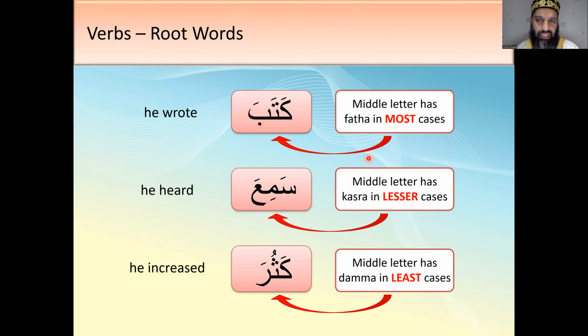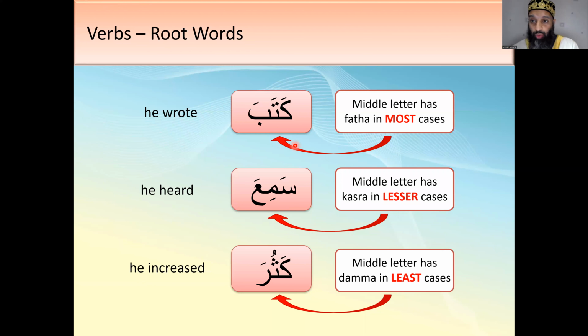What I wanted to show you here is that the 3-letter root words all start off with a fatha letter. So the first letter has a fatha, and the last letter has a fatha. But the middle letter can be different. It's going to be different for different verbs. Most root words have a fatha on the middle letter. Second most have a kasra, and the least have a dhamma in the middle. So sometimes you see 3 letters, and if you know it's a root word, you might not be able to figure out the middle one.